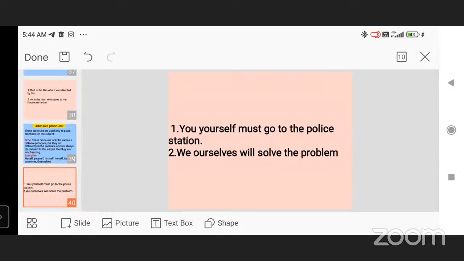So see here the first example. You yourself must go to the police station. So before the word yourself, there is a subject. Okay, so see this next sentence. We ourselves will solve the problem. So before ourselves, what has come? Here the subject has come. Okay, so we is a subject and ourselves. So if both come together, it is called intensive pronoun.